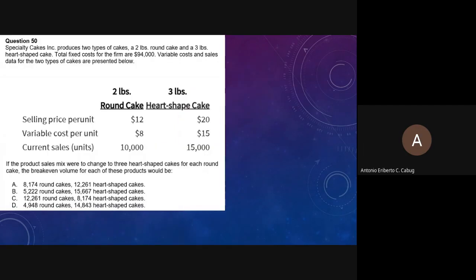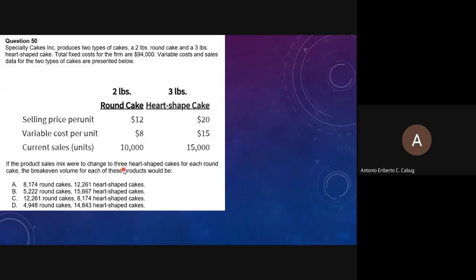Now, may kalaban kayo dito. Yung kalaban nyo, English. Nagbago siya konti. This time, the total fixed cost is $94,000. Okay? You are to ignore the given here if it is challenged by the last sentence. So ingat kayo, pagdating sa last sentence, pwede niyang baguhin yung nasa dito. If the product sales mix were to change to 3 heart-shaped cakes for each round cake, English yan, no?